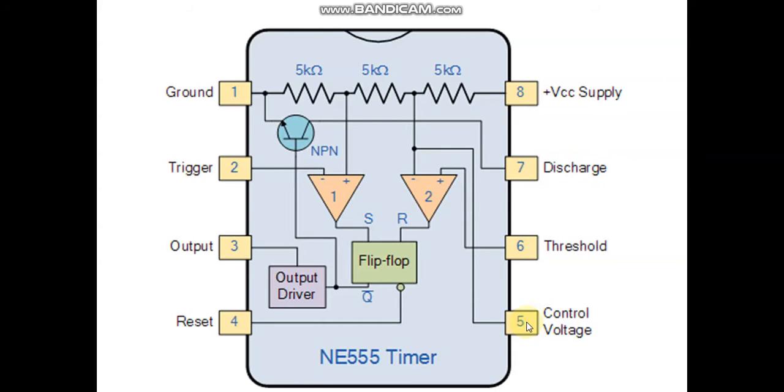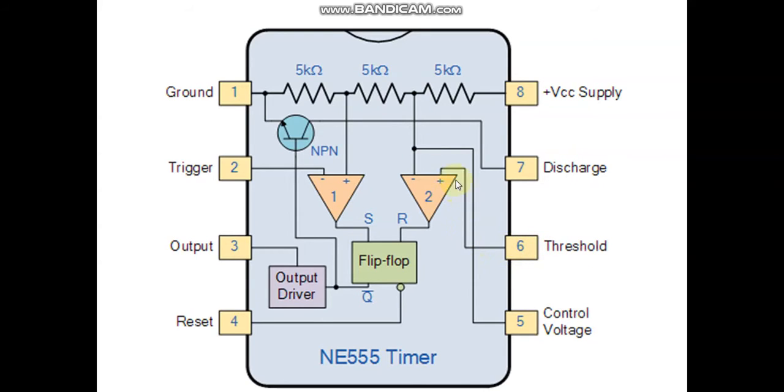This pin controls the timing of the 555 by overriding the 2 by 3 VCC level of the voltage divider network. So when you have a control voltage at this point, this overrides. This point is at the 2 by 3 VCC level, and if I provide a control voltage greater than that, this comparator gets triggered, and it helps in finding out the RC timing circuit. Pin number 6 is the threshold, the positive input to comparator number 2.